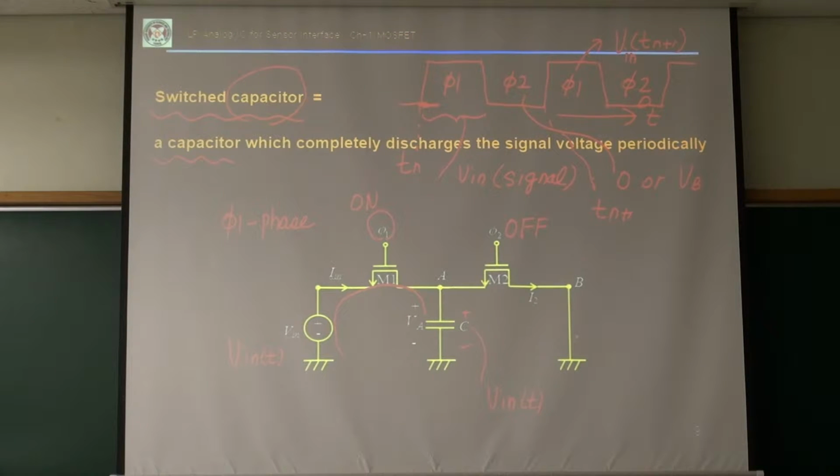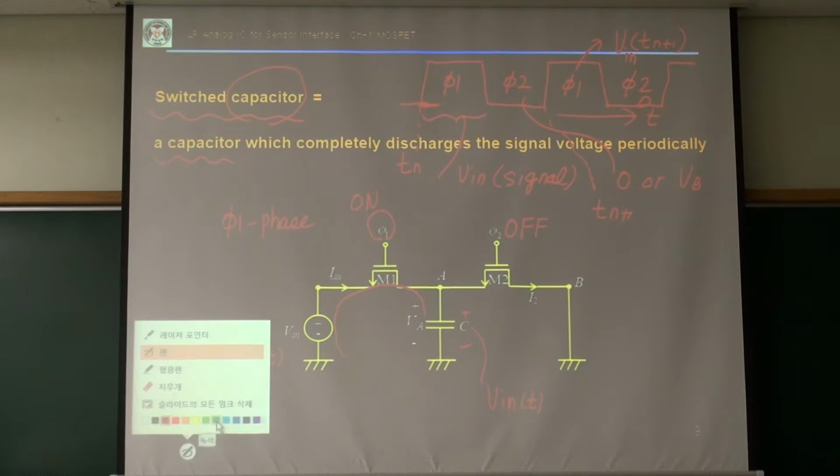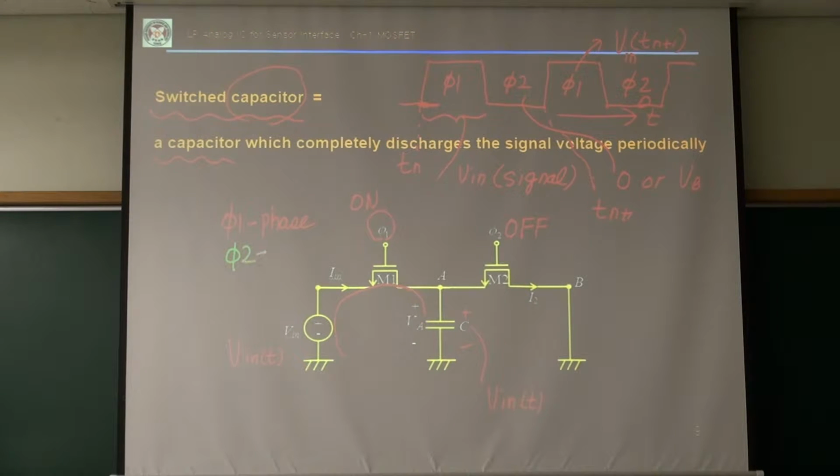And next, phi 2 phase. This is phi 2 phase, right? This left NMOS is turned off, the right NMOS is turned on. Then at the end of phi 2 phase, this capacitor voltage is discharged completely, so the capacitor voltage becomes 0. Okay?